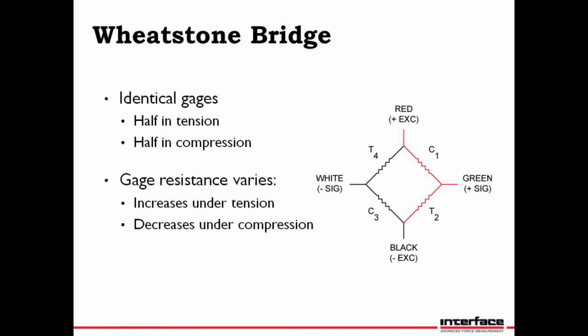Those gauges in tension, there's an increased resistance across the gauges, and therefore the electrical current through them decreases. And in the case of the compression gauges, the electrical resistance decreases, and therefore you have a bigger rate of electrical flow across those gauges.